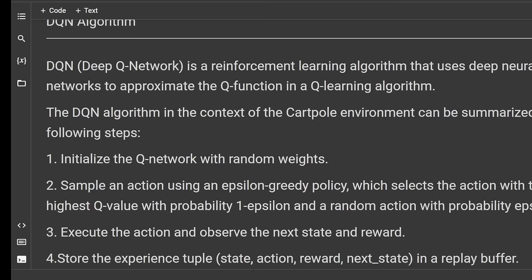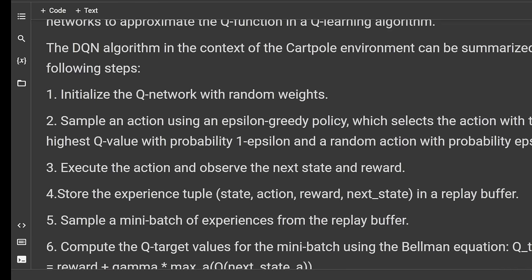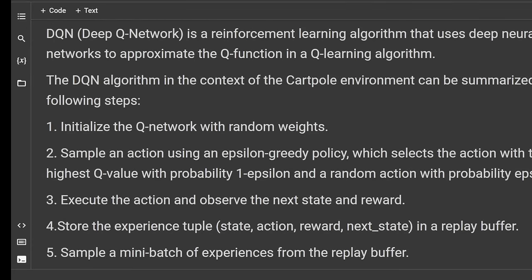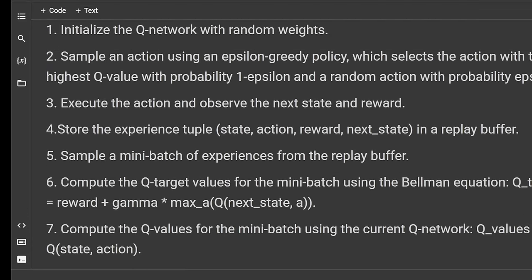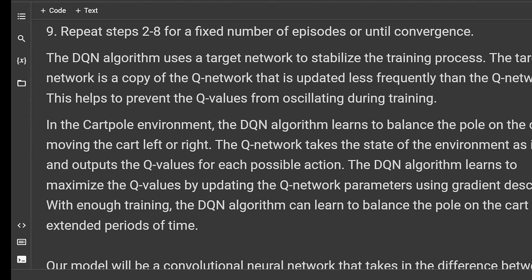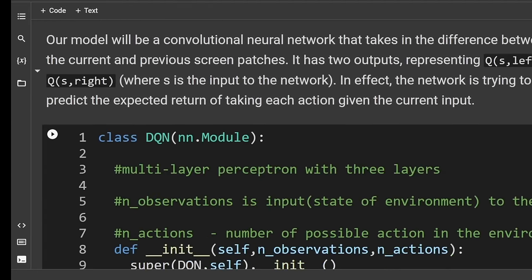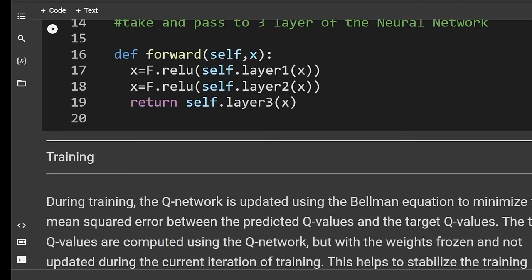And we are going to use the DQN algorithm. It is a deep Q network, which is a reinforcement learning algorithm that uses deep neural networks to approximate the Q function. I've explained to you the Q function, and we have also learned about the Q learning algorithm when we were solving Blackjack. So I have written all the steps that we would be using to solve the cart pole environment using the DQN algorithm. Then we have implemented the class for that as well.